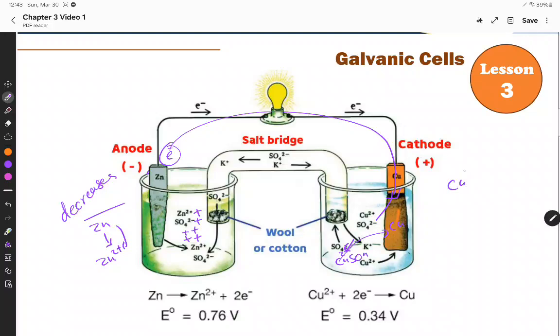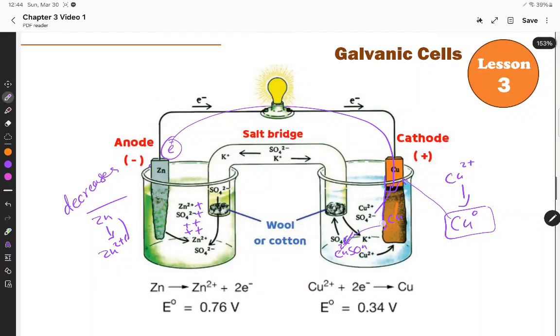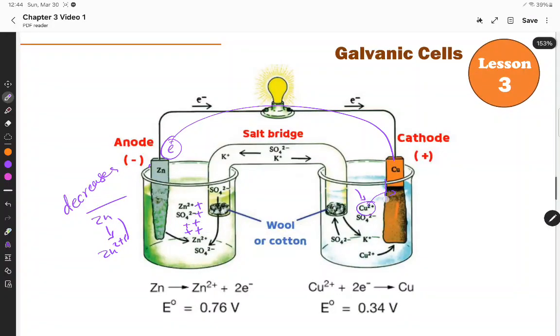So copper, which is 2 positive, is going to become copper zero. Copper zero is this one, the electrode. That is why the mass of the copper increases. Now the mass of copper increases. Where does this increase come from? It comes from the solution. Because the copper sulfate is going to gain 2 electrons, then is converted to the copper zero state, which will accumulate in this electrode, and the mass of the cathode increases.